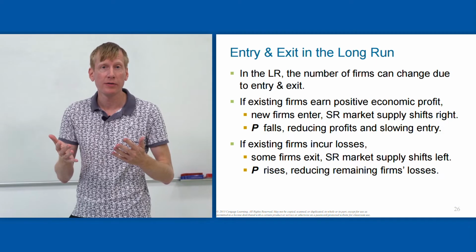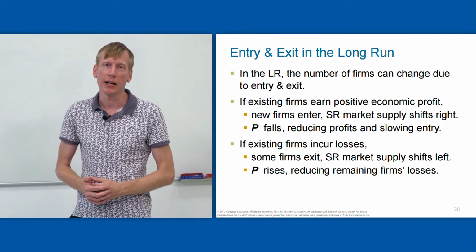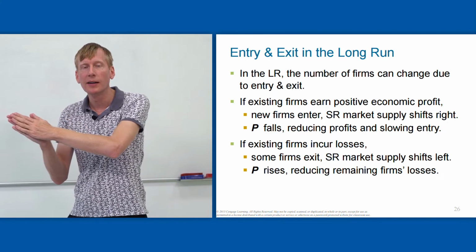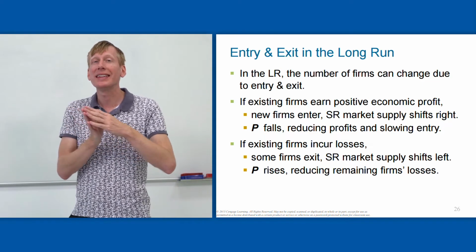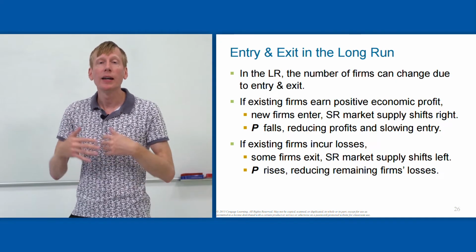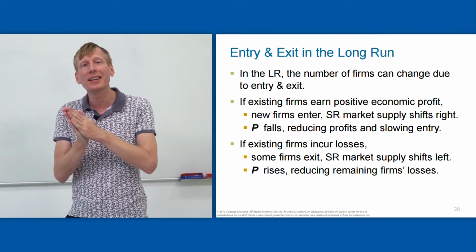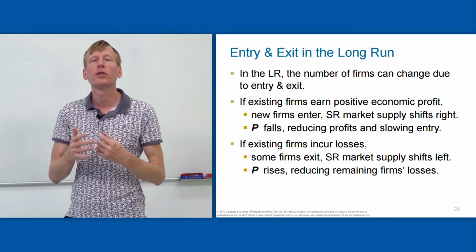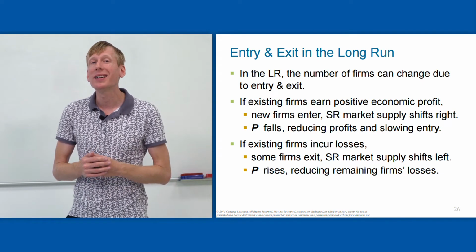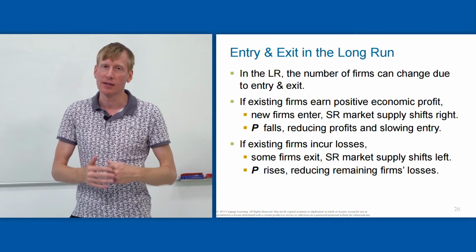We could have a smaller number of firms, and the market supply curve is just the sum of all the individual firms' supply curves. So as we have entry, we shift out market supply. As we have exit, we shift in market supply. And as we move to the long run, we would assume that if firms are earning positive profits, then market supply would continue to shift out until firms were no longer earning positive profits. And market supply would continue to shift in until firms were no longer making losses.